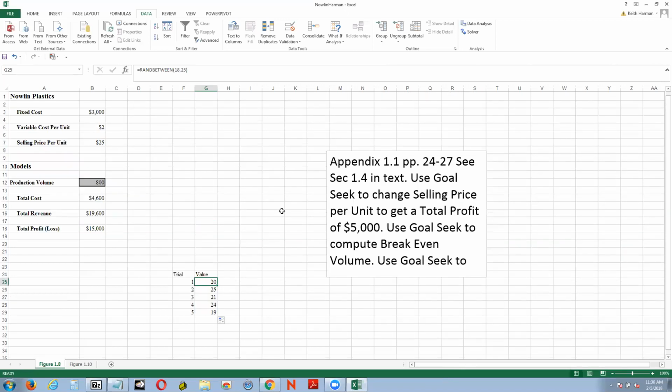And then I'll ask you to change the selling price per unit to get a total profit of $5,000. Now, if I was doing this out in the real world, I'd do the simulation and try to figure out what it is most sensitive to. Variable cost per unit or selling price per unit? You say, why would you focus on those? Because those are the controllable variables.